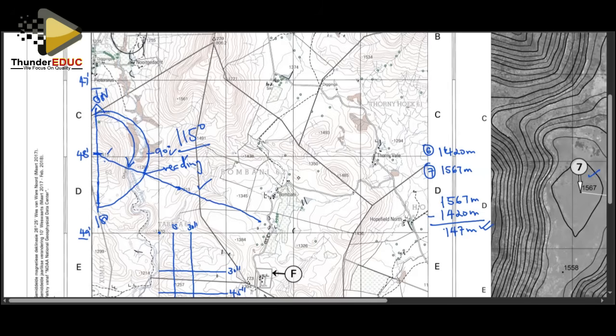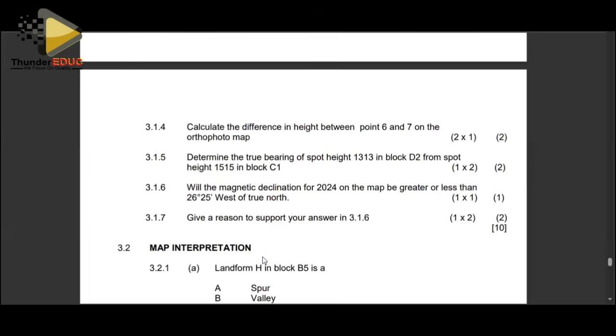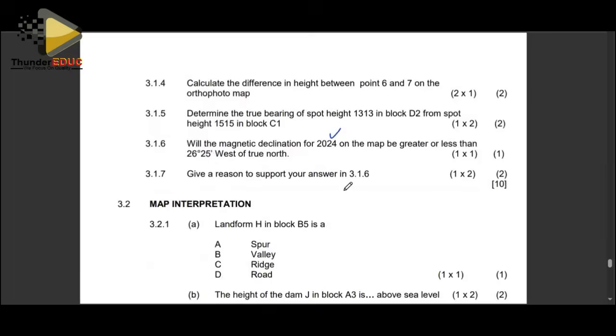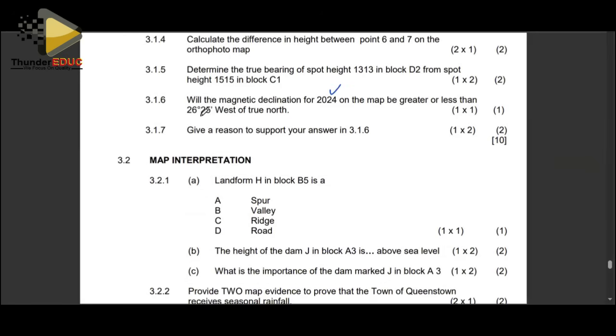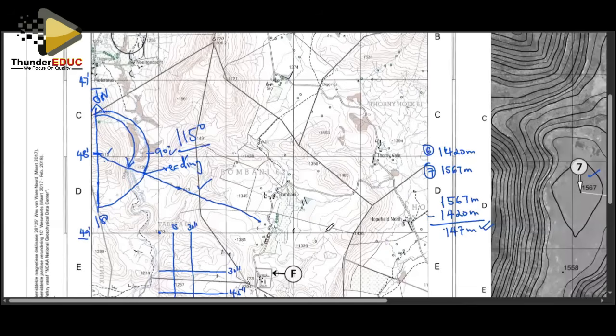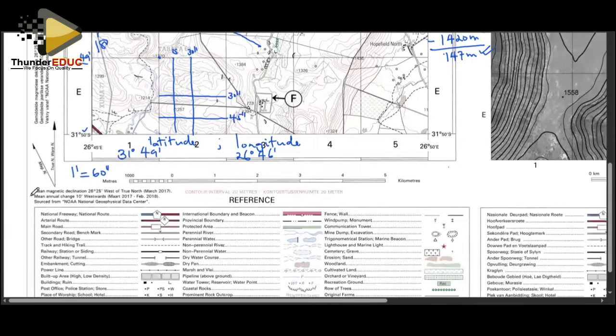Right. Then let's go to the next question, number 3.1.6. It says, will the magnetic declination for 2024 on the map be greater than or less than 26 degrees 25 minutes west of true north? For 2024, when was this information of 26 degrees 25 minutes discovered? We look at the bottom of our map. It says mean magnetic declination is going to be 26.25 west of true north as of March 2017.